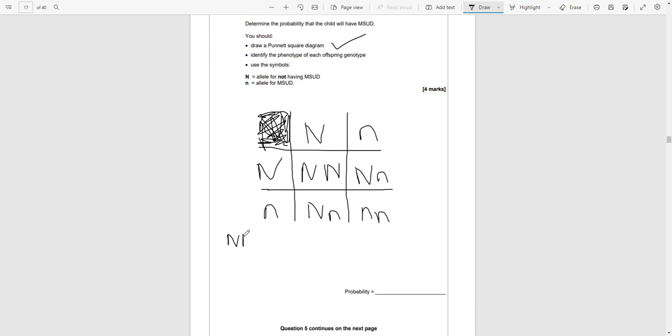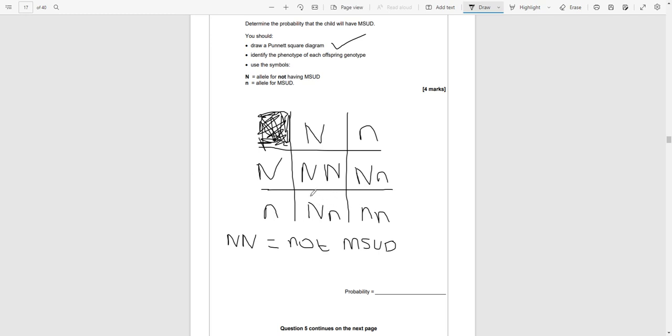So two big N's, the phenotype means that they will not have the disorder MSUD.